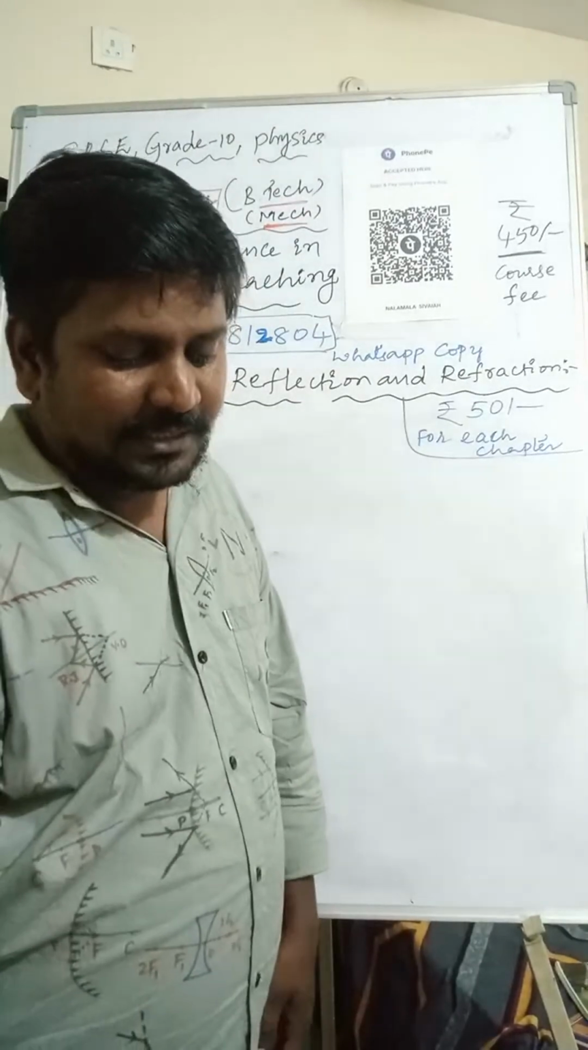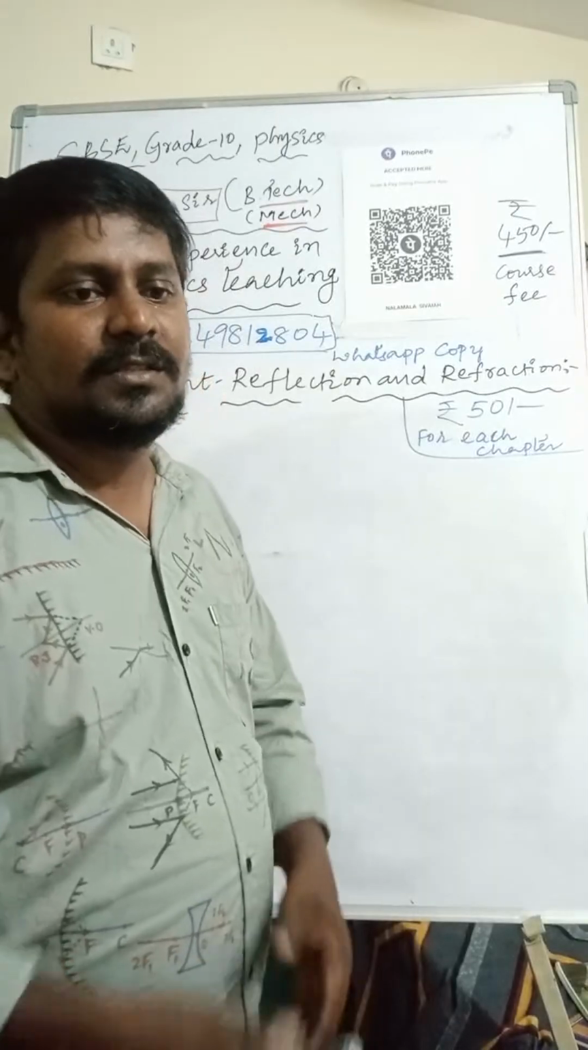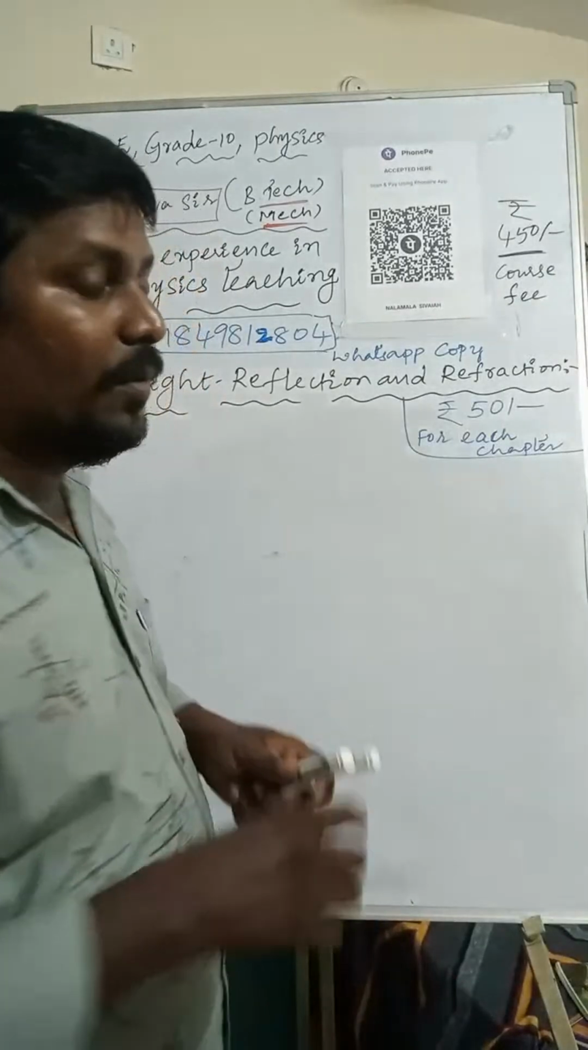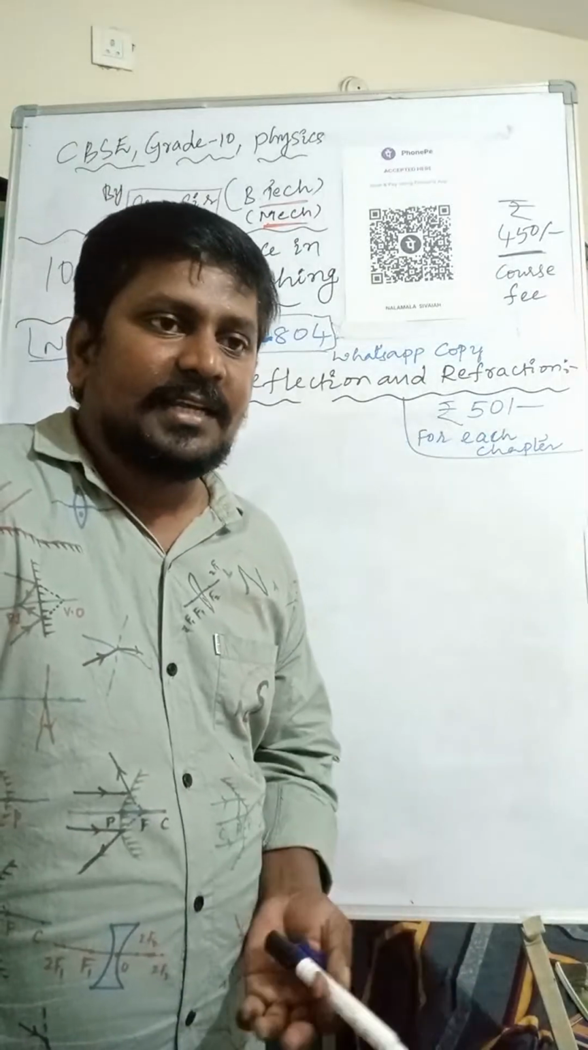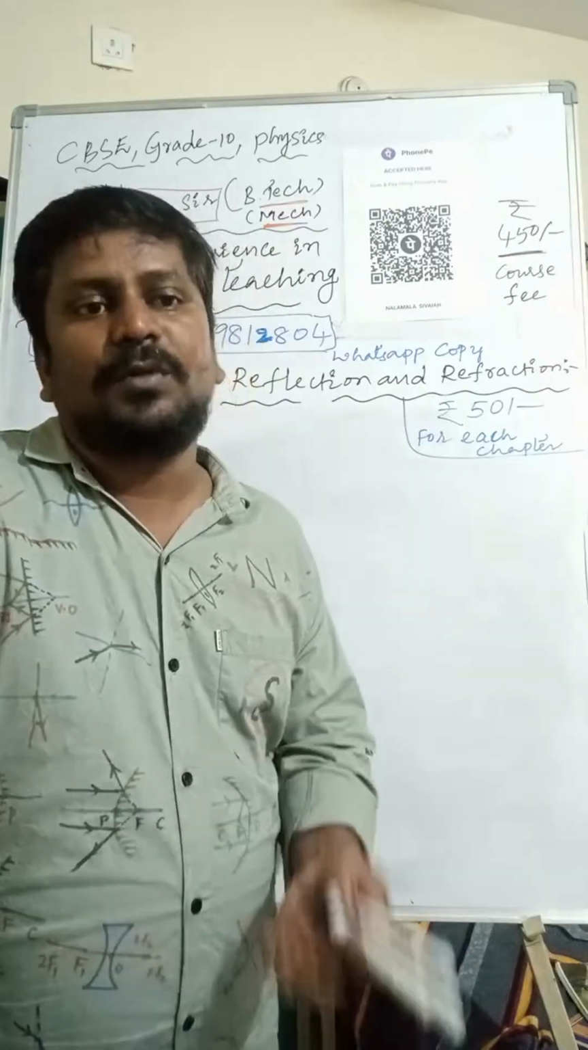So I'm considering like this. Now I'll explain ray rules. Ray rules, very careful. How many light rays are required to form the image of the object? Minimum 2 light rays are required.